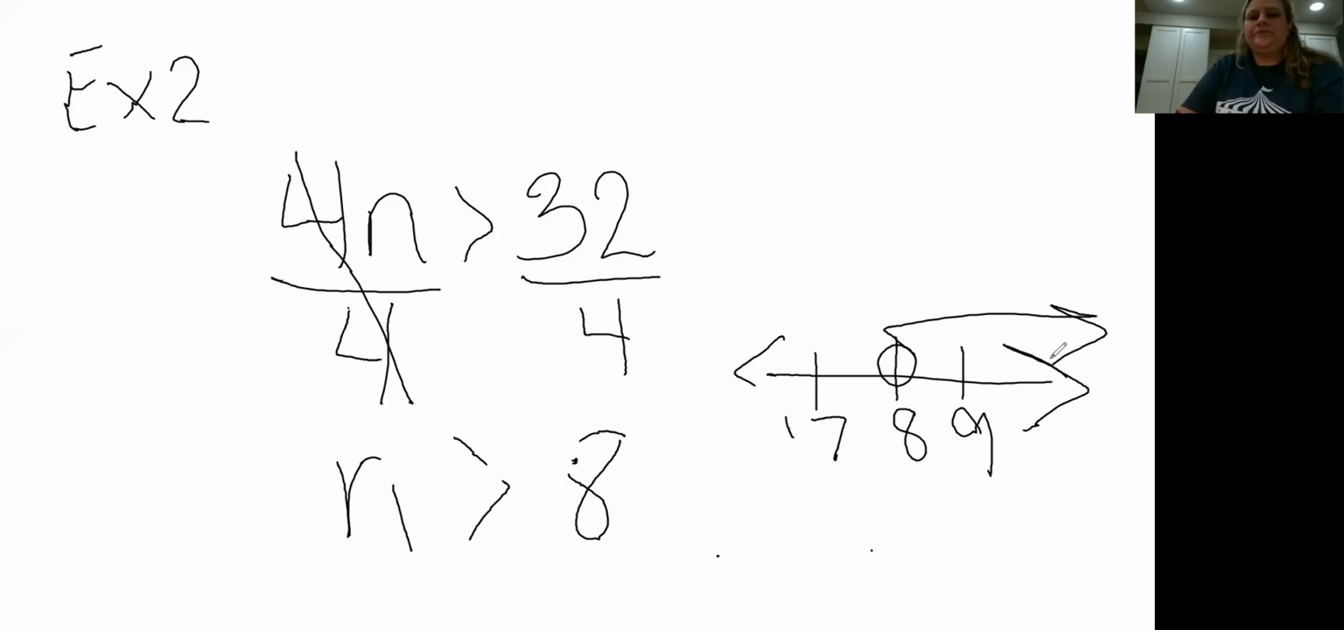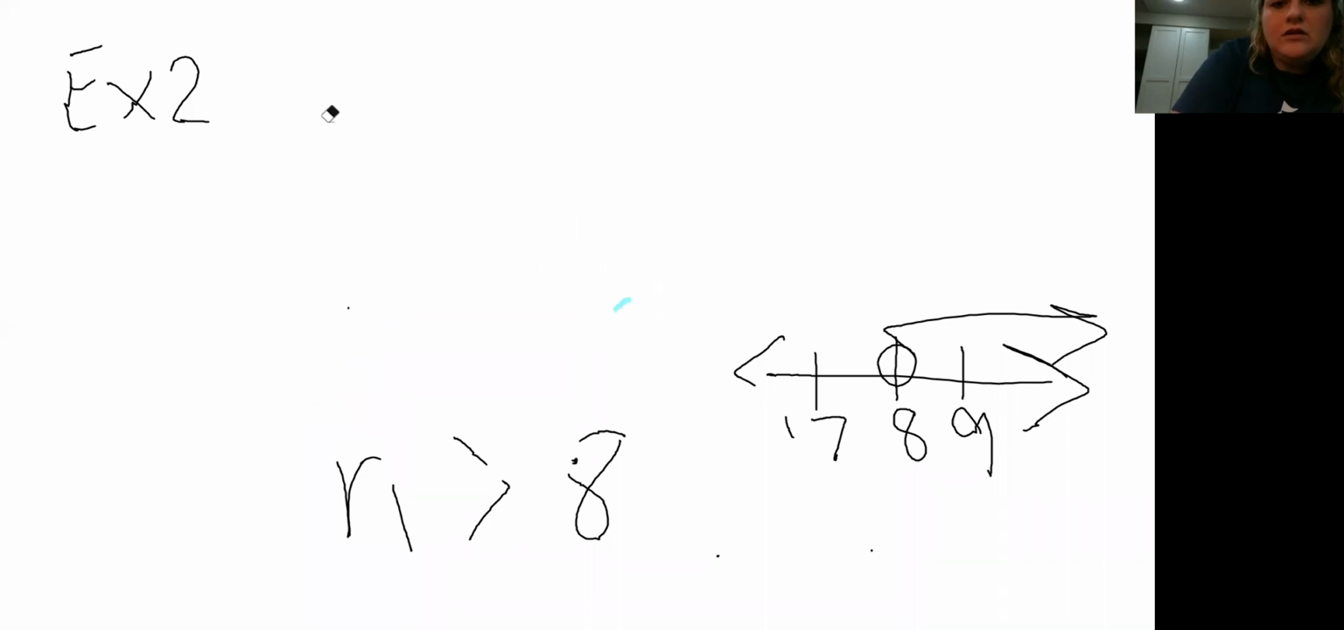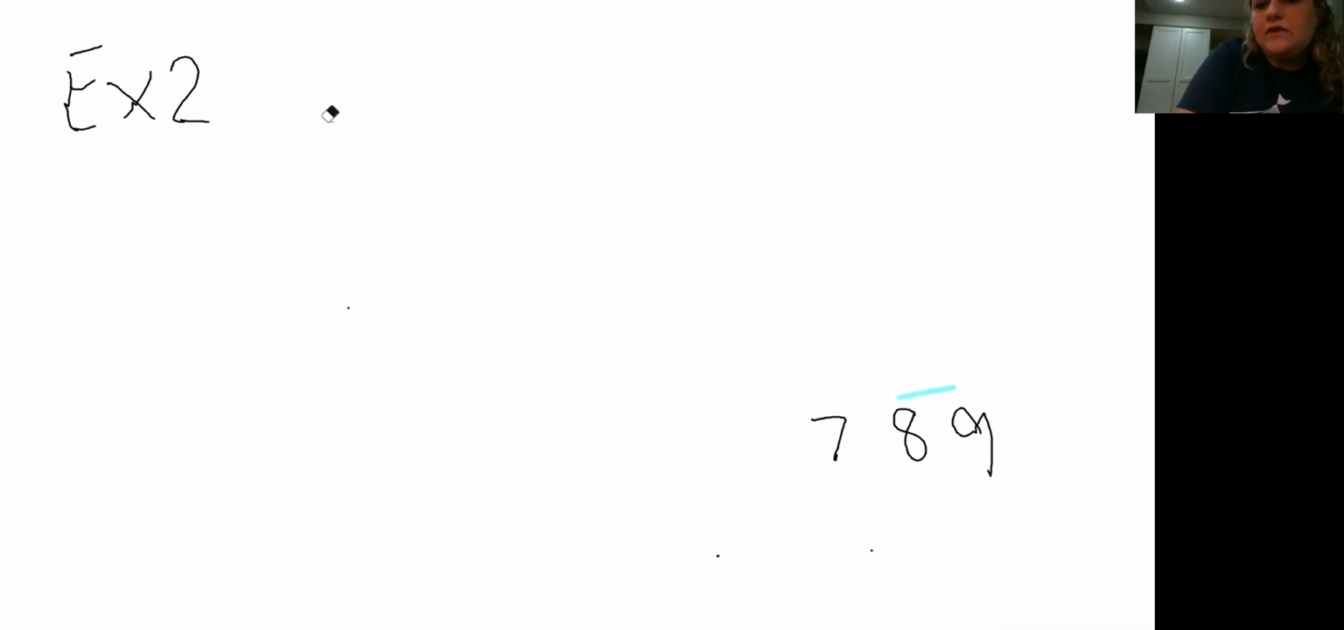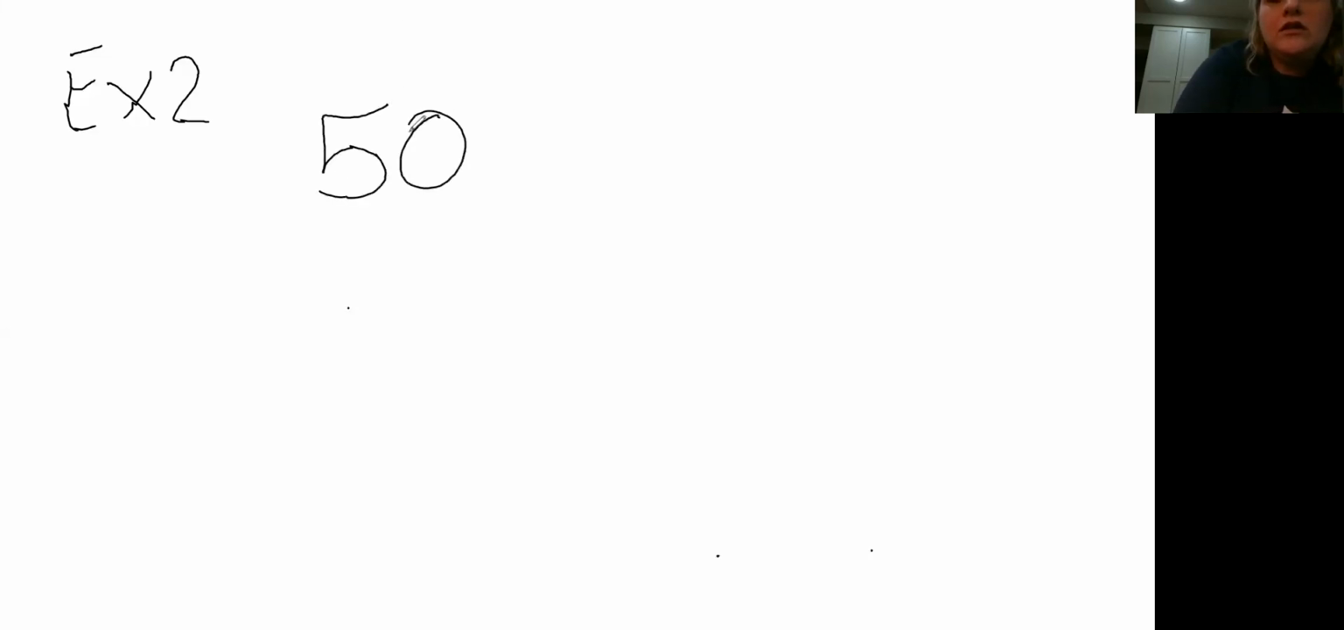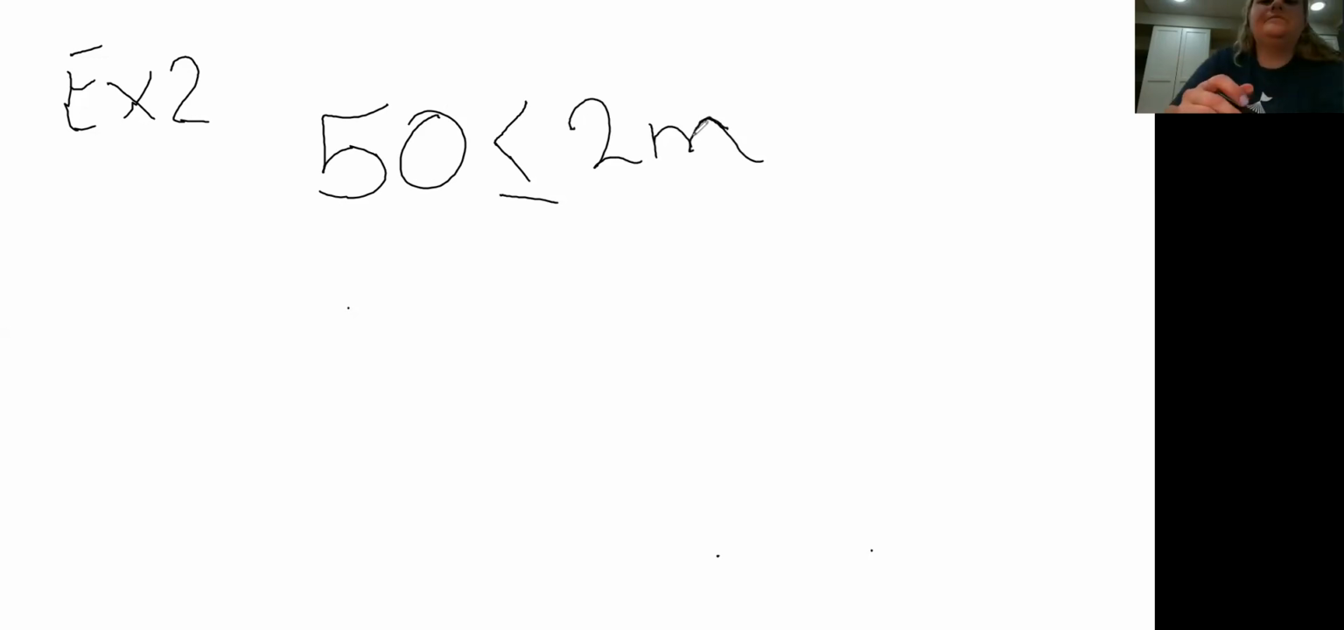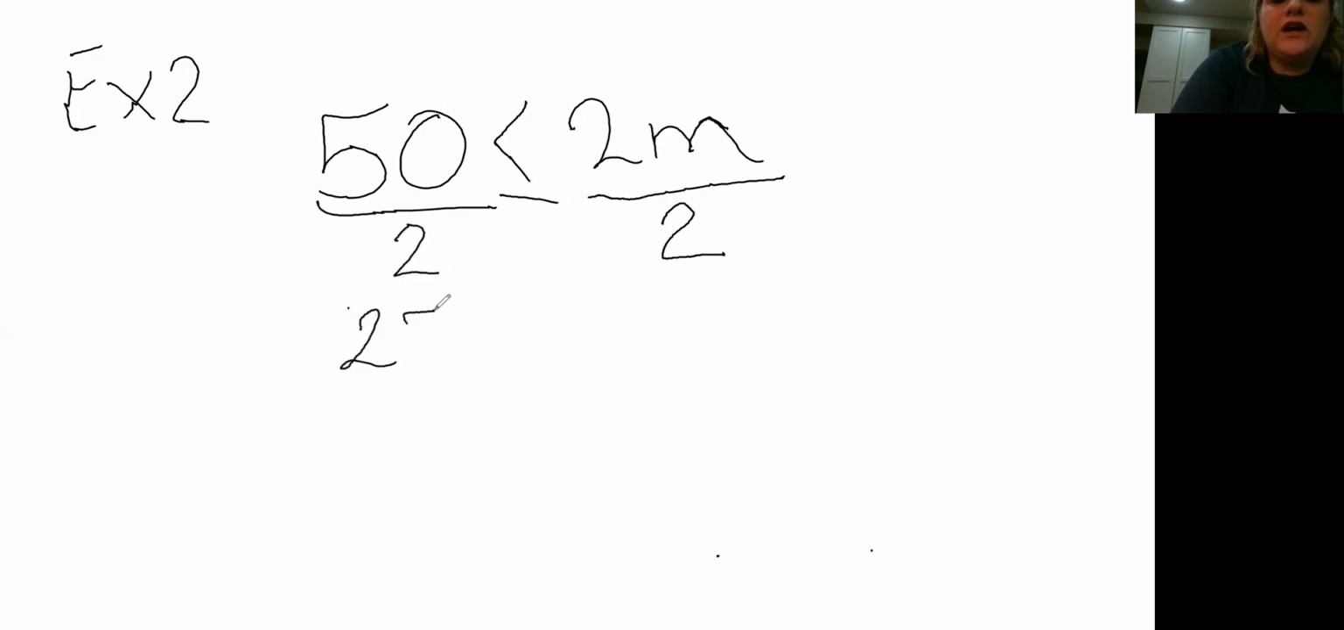Okay, let's try a couple more. Let's try one where we have to do 2 steps. All right, so let's try 50 is less than or equal to 2 times m. And we want to get rid of the times 2 or the m times 2. So we're going to divide by 2. Divide by 2. This is 25.